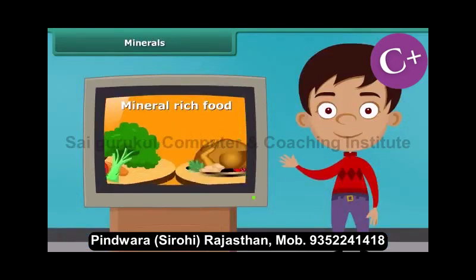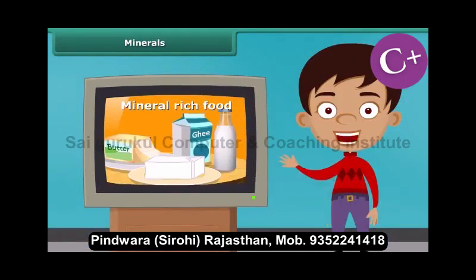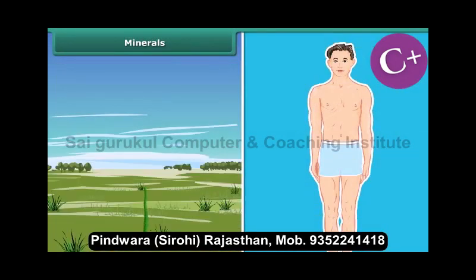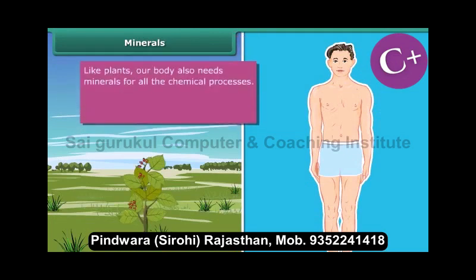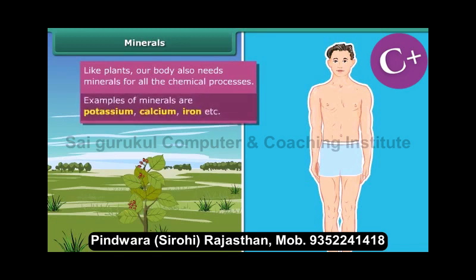You might have seen many advertisements of mineral-rich food items. Now let's know why they are so important. Actually, plants need minerals for growth. Besides this, a body also requires minerals in small quantities for all the chemical processes. Potassium, calcium, iron, etc. are some common examples of these minerals. Let us know more about the sources and the role of these minerals using the next table.